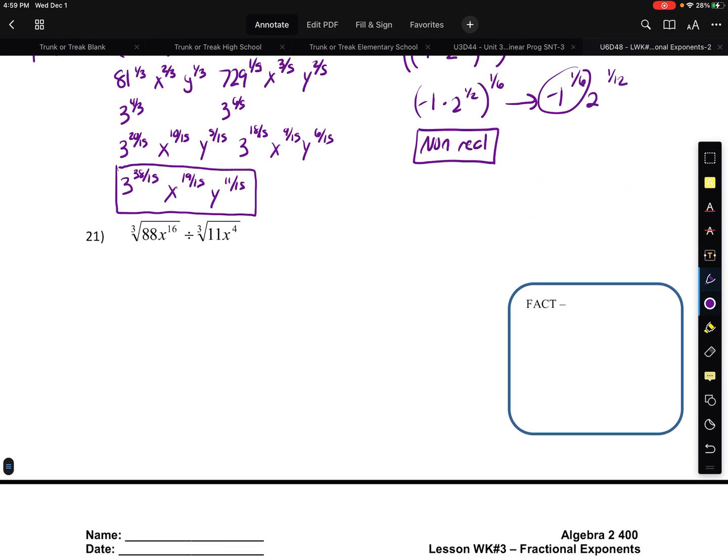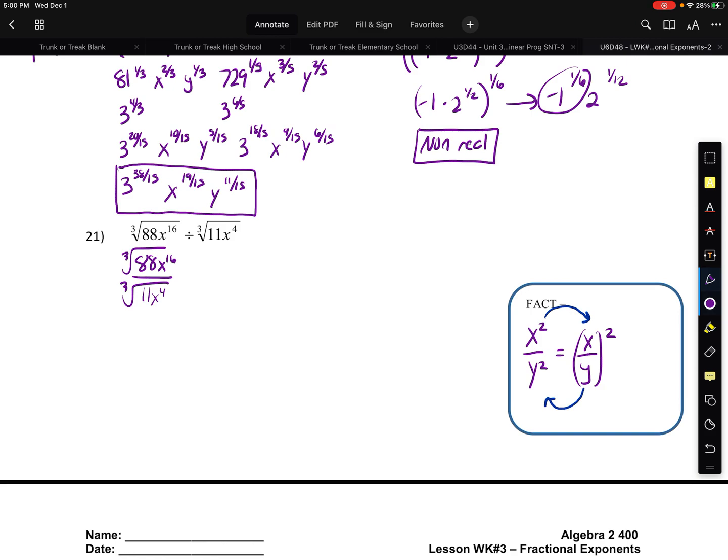All right, now an important fact for this next problem. If you have x squared over y squared, you could rewrite this as x over y, squared. So it's kind of like you can un-GCF. Well, we've known that you can distribute the exponent and go from x over y squared to x squared over y squared, but you could undistribute it and go the other way. So in a situation like this, I start my problem off 88 x over x to the 16, third root, over the third root of 11x to the 4th.